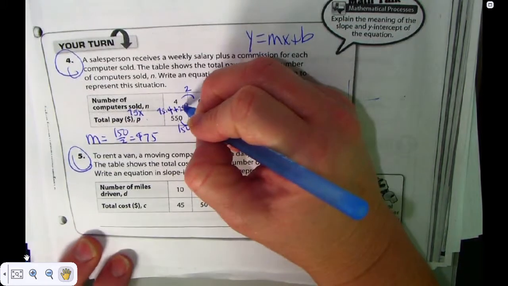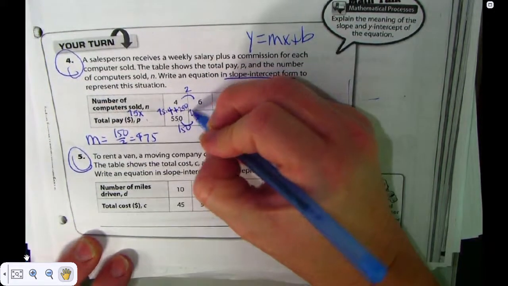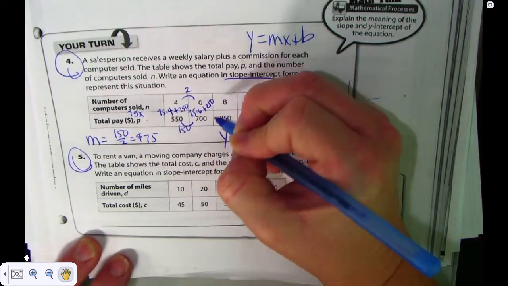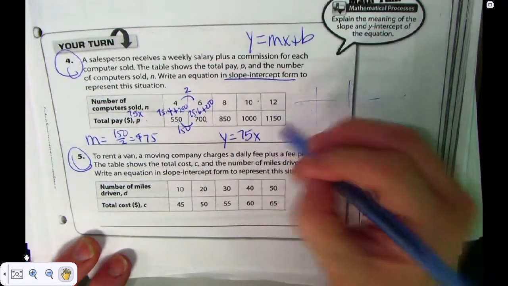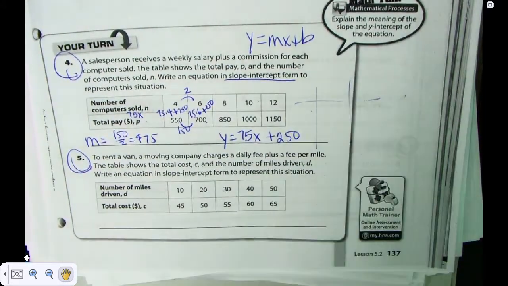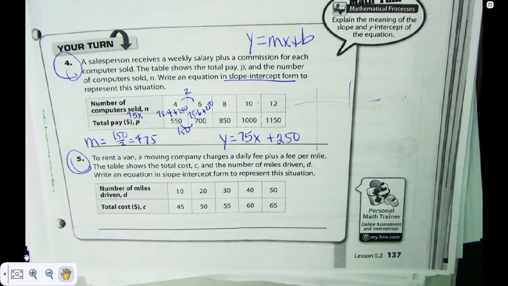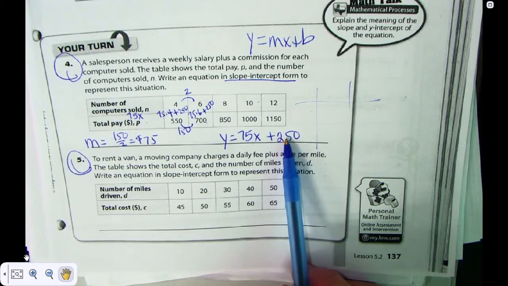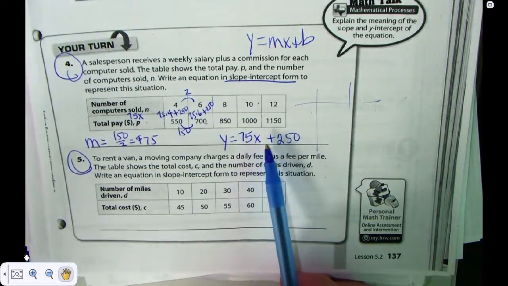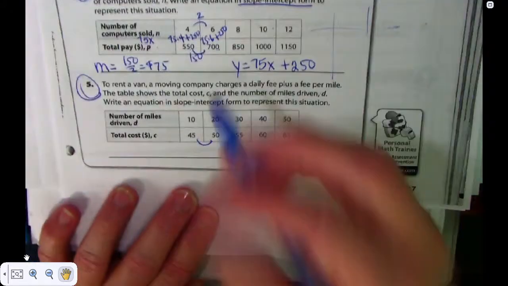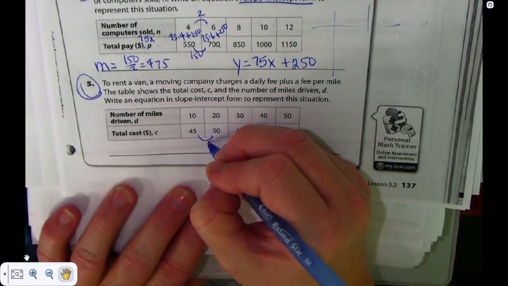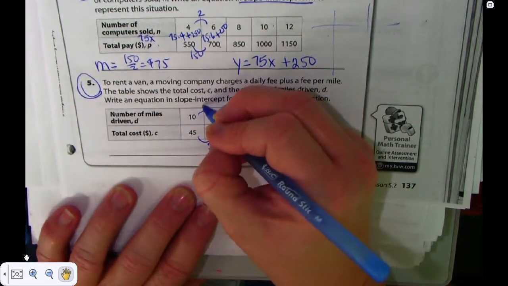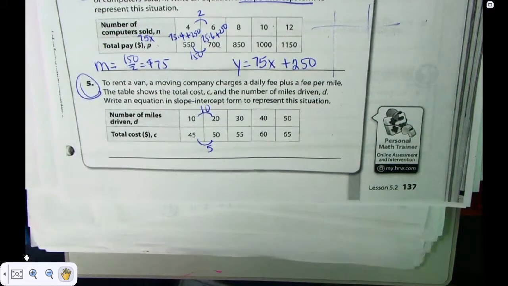So plus 250. So 75 times 6 plus 250 is 700. So it's going to be plus 250. So he gets paid $250 a week plus $75 for every computer he sells. Okay, number 5, what happens here? It'll be 5, and that goes up 10. Again, we're not trying to prove anything.